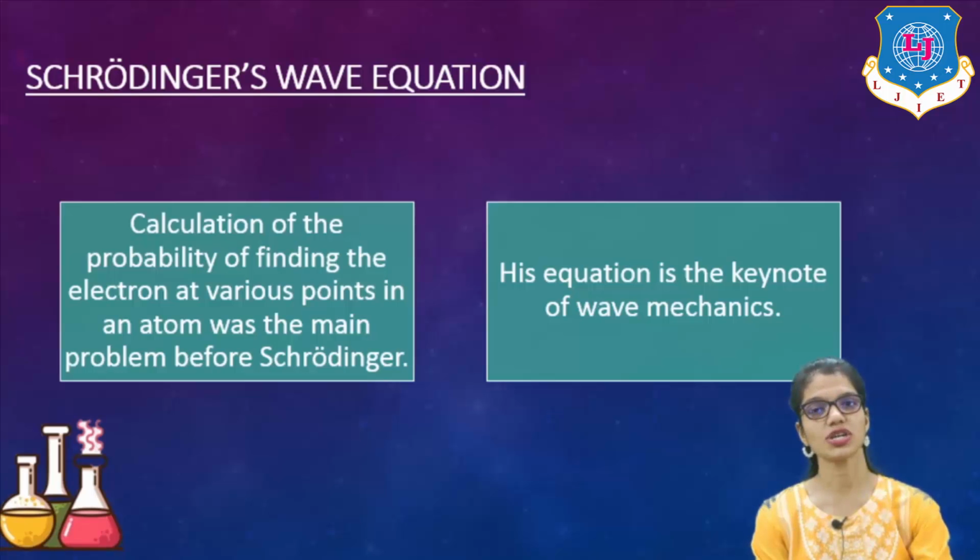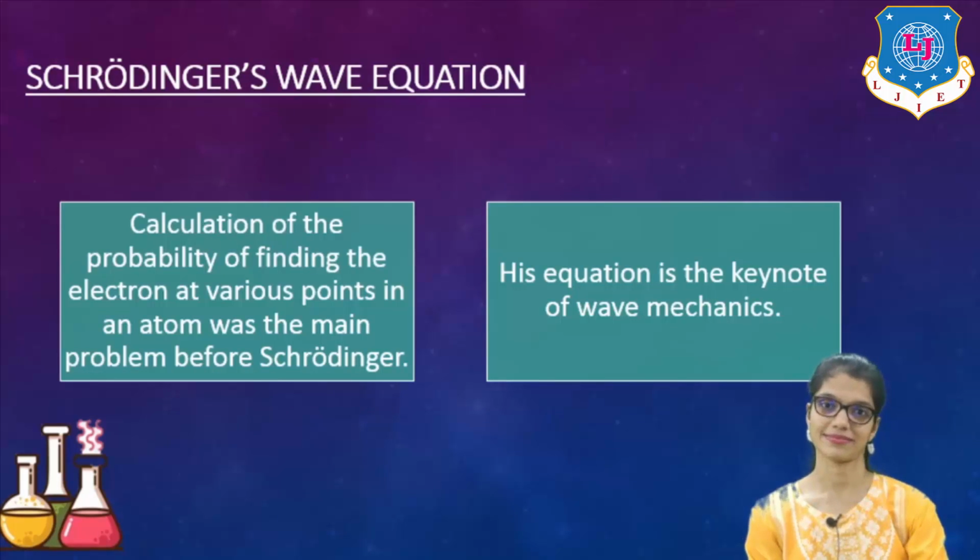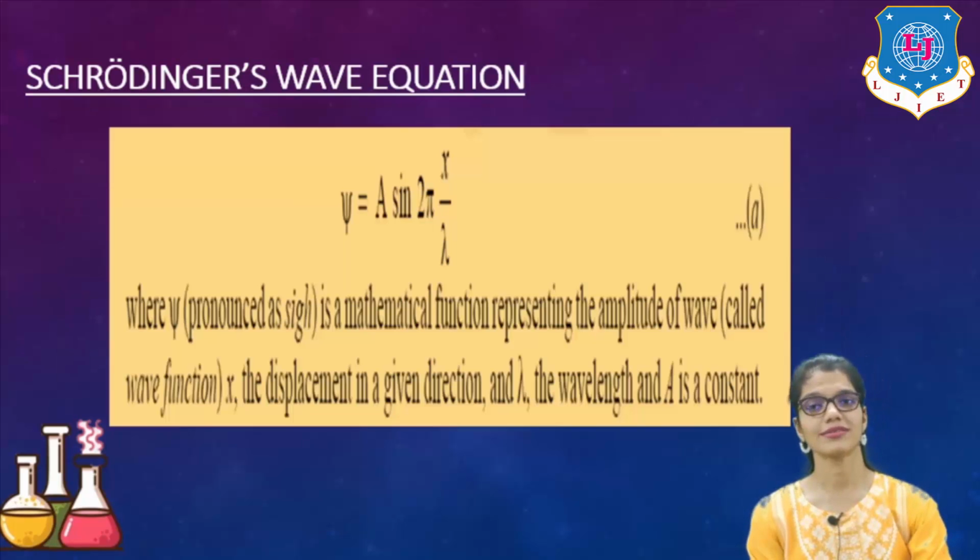Now, the calculation of the probability of finding the electron at various points in an atom was the main problem before Schrödinger. He had one problem: how can we find the exact position of an electron which moves around the atomic nucleus, or which moves in a particular orbital? To find that, he gave one equation, and his equation is the keynote of wave mechanics. How can it be written?